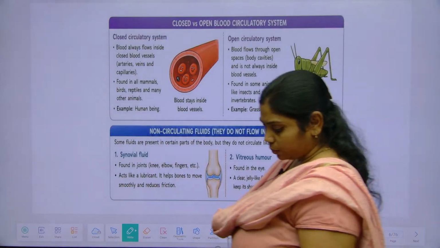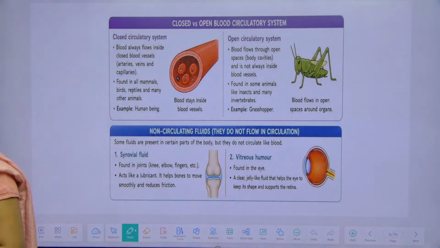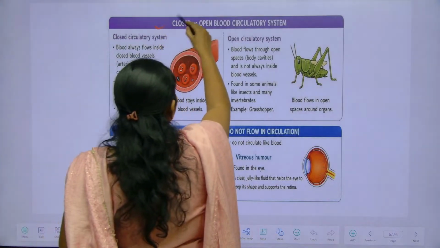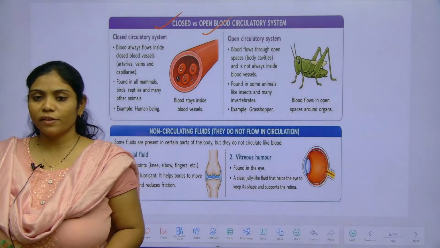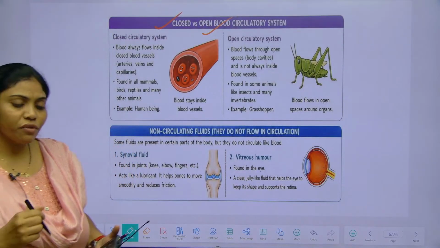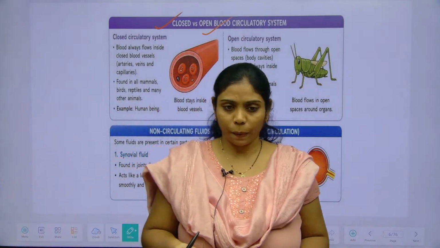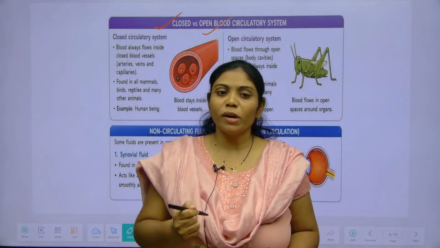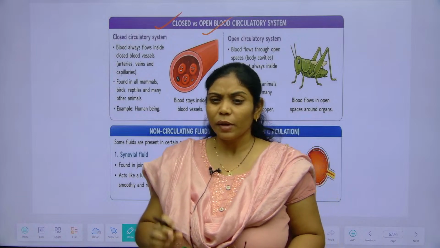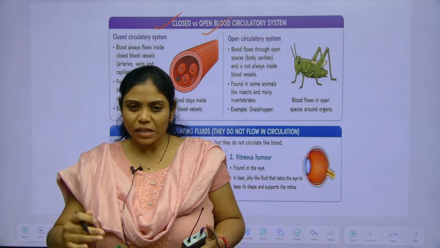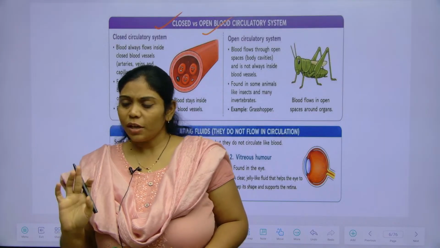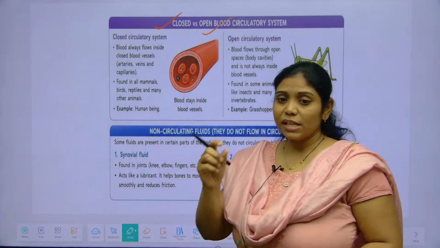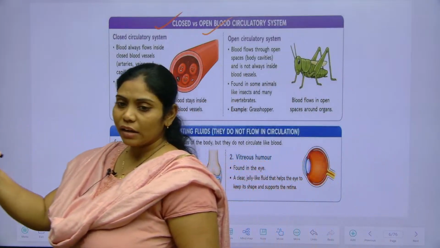So how many types of circulation are present? Two kinds of circulation are there. One is the closed circulatory system and the second is the open circulatory system. Which kind of circulatory system do we see in our body, in human beings? Closed circulatory system. Is blood flowing anywhere outside of the blood vessels? Are you able to see that? No.